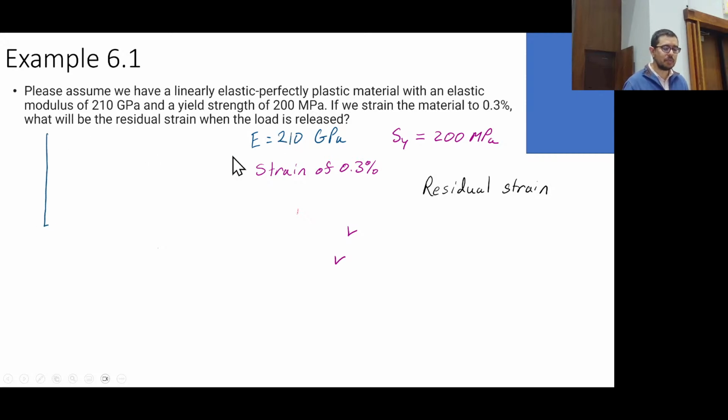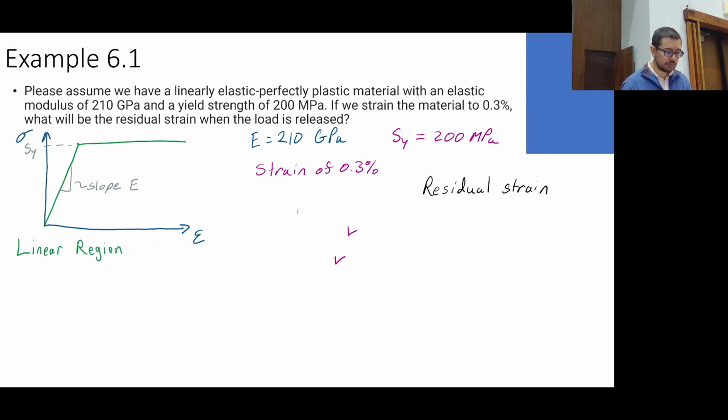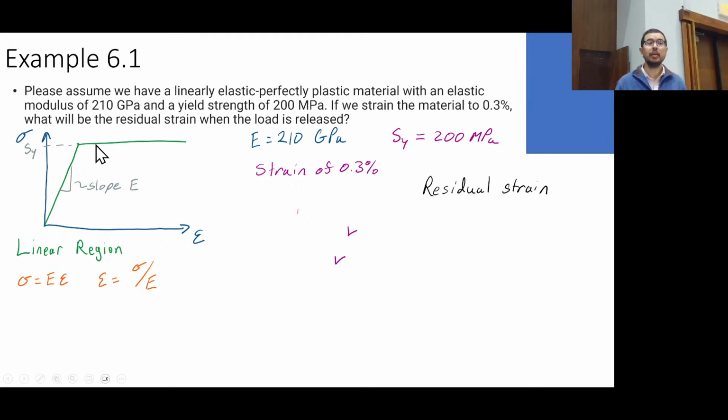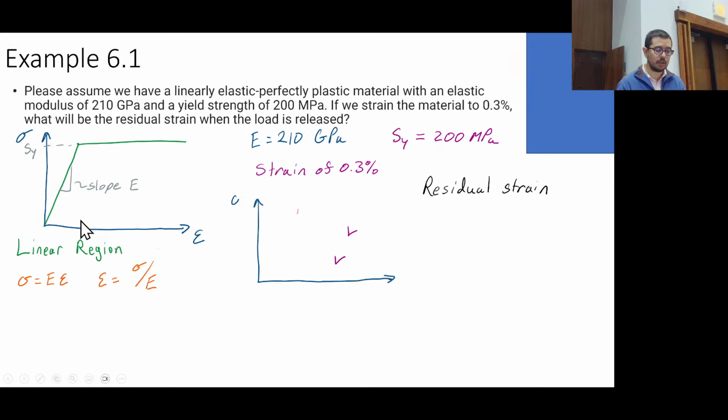Okay, so we already did this pretty much. But here's maybe the matharoonie. You've got a slope E, and this is a perfectly plastic material, and we've got to figure out where it goes plastic, because you don't see that. It says we're straining the material 0.3%. But we can figure that out. We can figure out what the yield strain is. How do we do that?